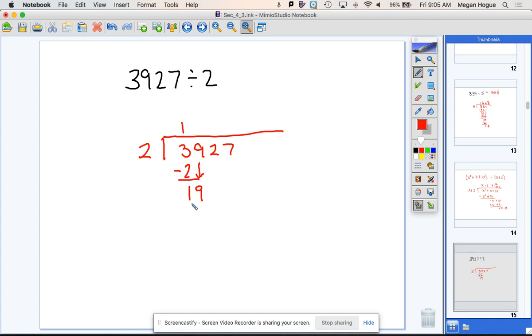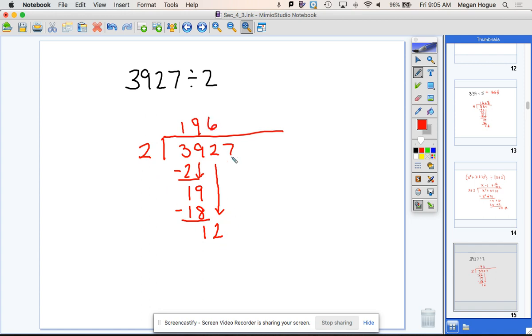As you're doing these, you really want to focus on, okay, these are the steps, because you're going to be doing these steps with variables. So now 2 goes into 19 how many times? So 9 goes up here. 9 times 2 is 18. Subtract 1. Bring down the next digit, 2. It's very repetitive. How many times does 2 go into 12?